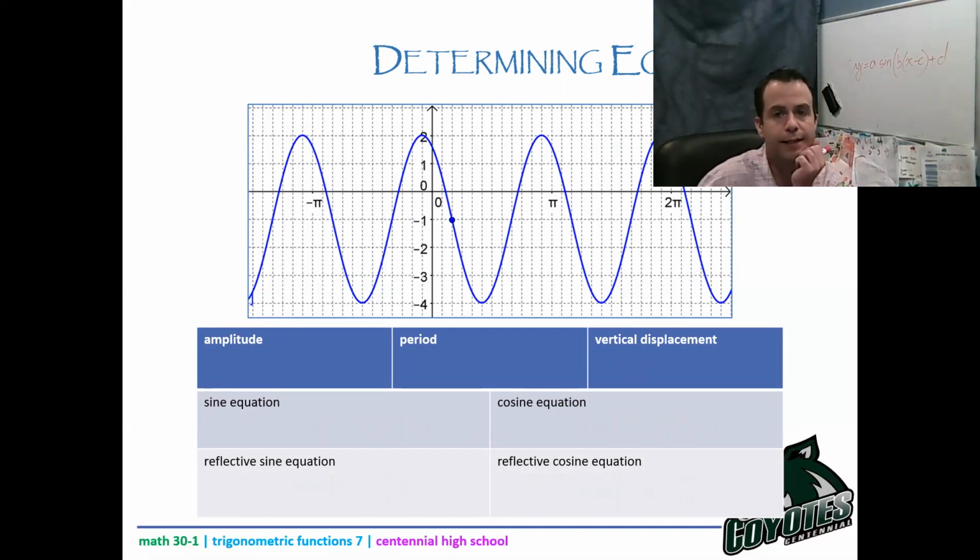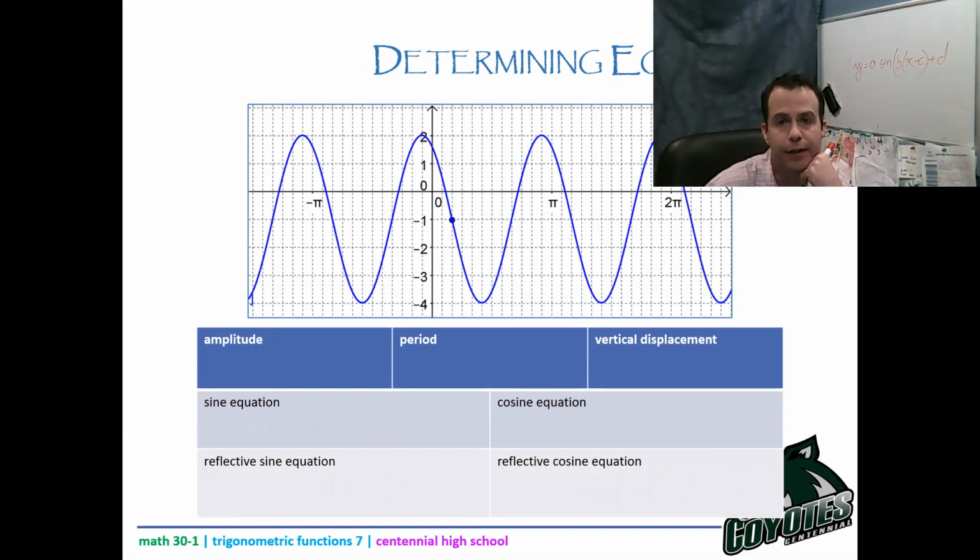Okay, so when I take a look at this, my eyes always go right to that midline. I know I have a midline here of -1. So that's going to be my vertical displacement. My vertical displacement will be -1, and I know that the d value is -1. From there, if you can see my mouse here for a sec, I'm going to count up 1, 2, 3 to get to the maximum. And if I went back to -1, I'd go down 1, 2, 3 to get to the minimum. So I know that my amplitude is going to be 3.